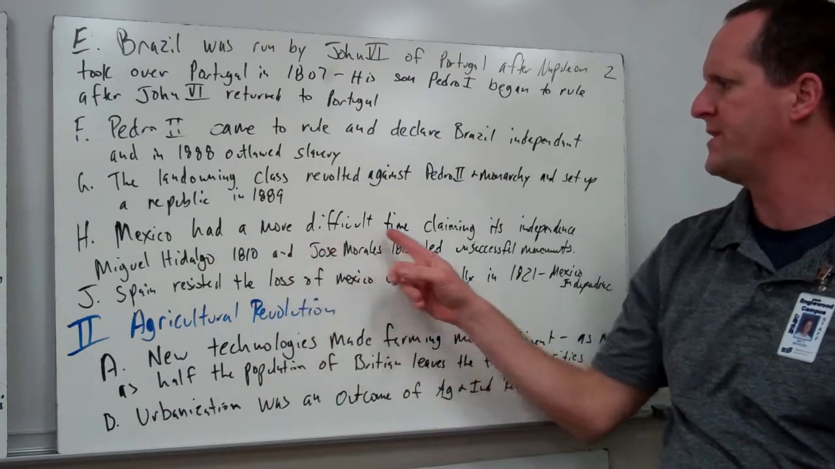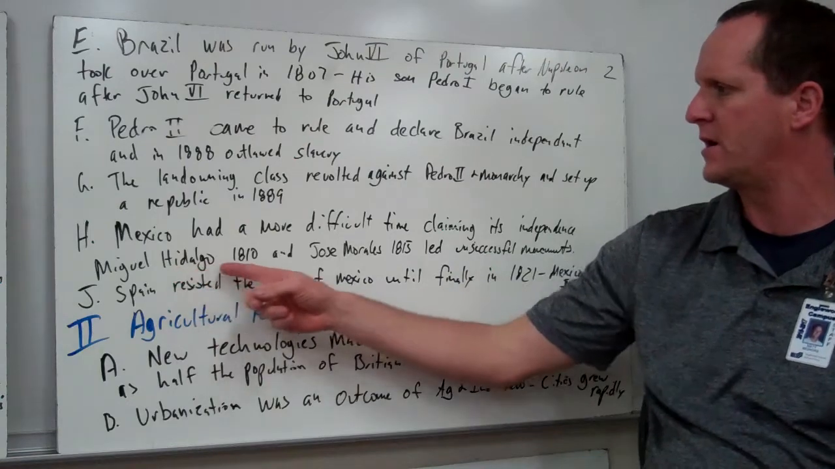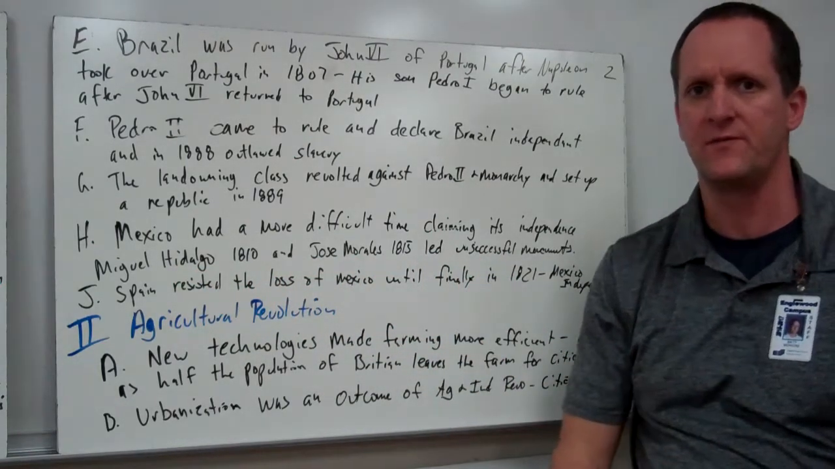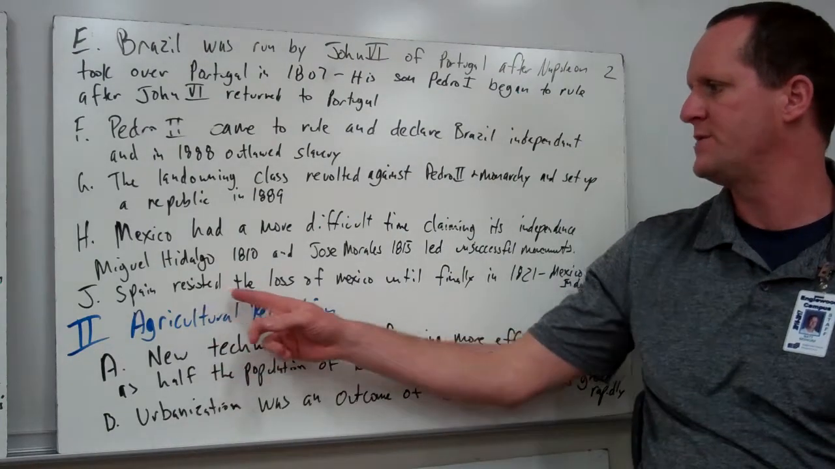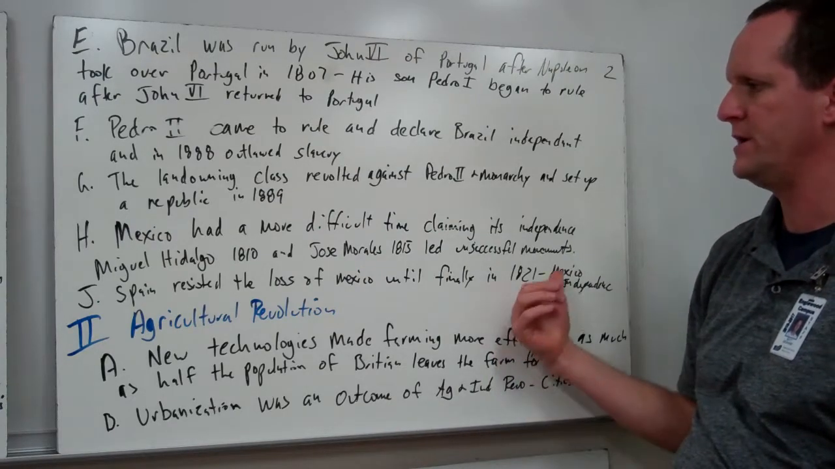Now Mexico had a more difficult time claiming its independence from Spain. Miguel Hidalgo in 1810, Jose Morales in 1815 led unsuccessful movements against Spain. Spain resisted the loss of Mexico until finally in 1821, Mexico gained independence.